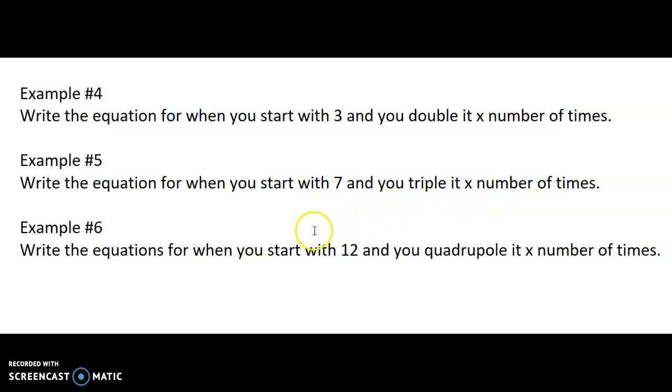Again, remember what the word triple means. What are we multiplying by here? Example number 6, write the equations for when you start with 12 and you quadruple it. So what does quadruple mean?